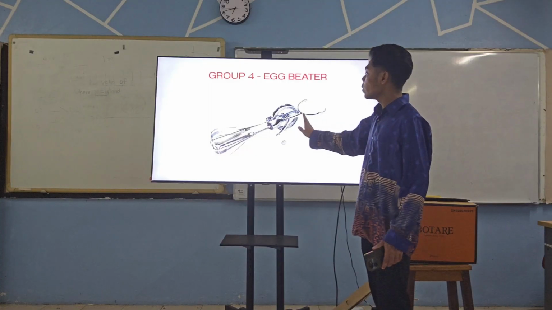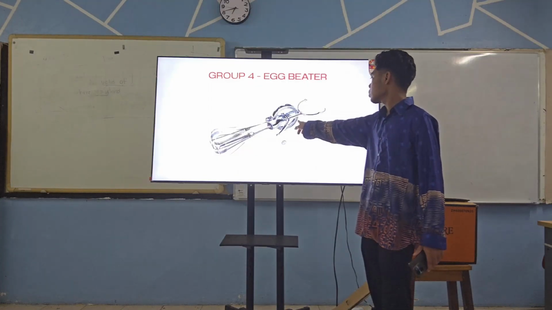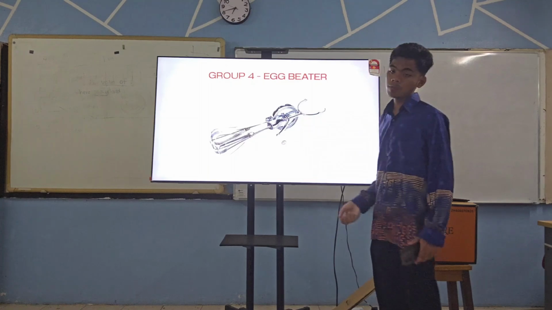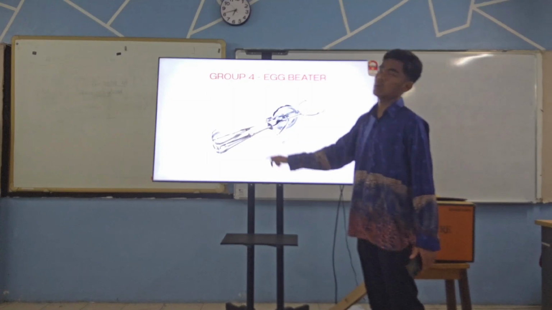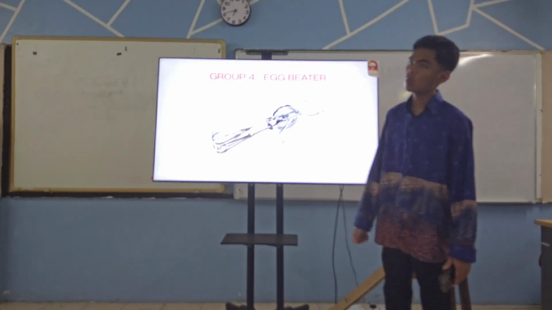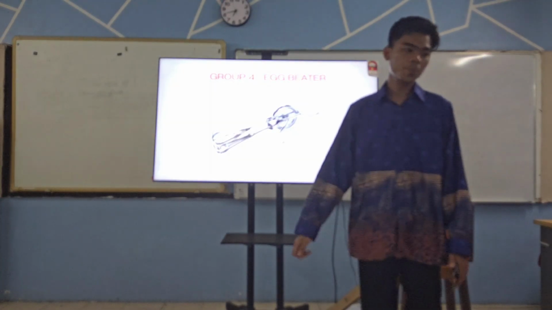So this one is wheel and axle and gear, and you can see this gear over here is used to turn the egg beater over here. So yes, well done, group 4.